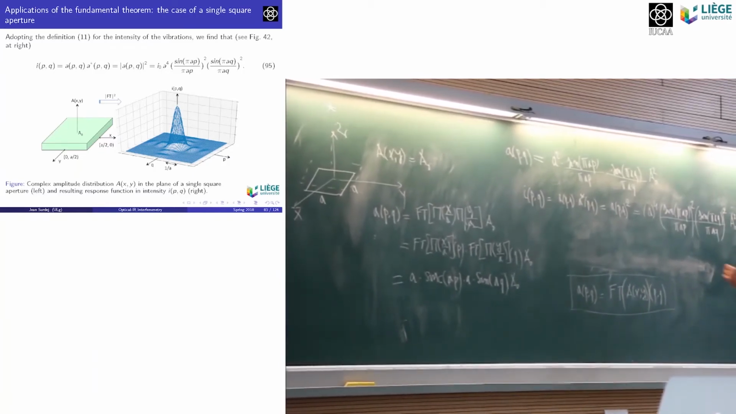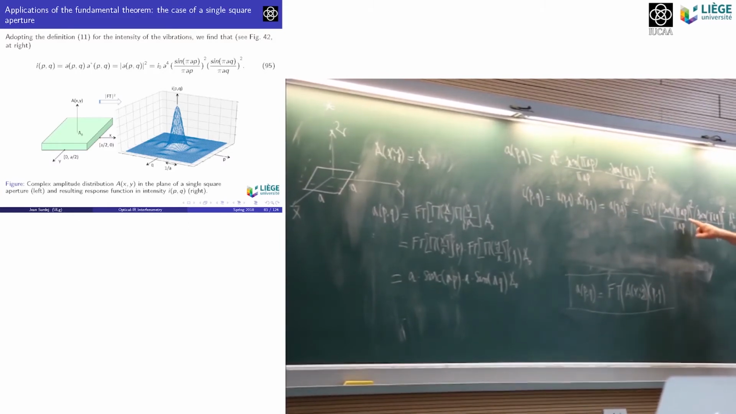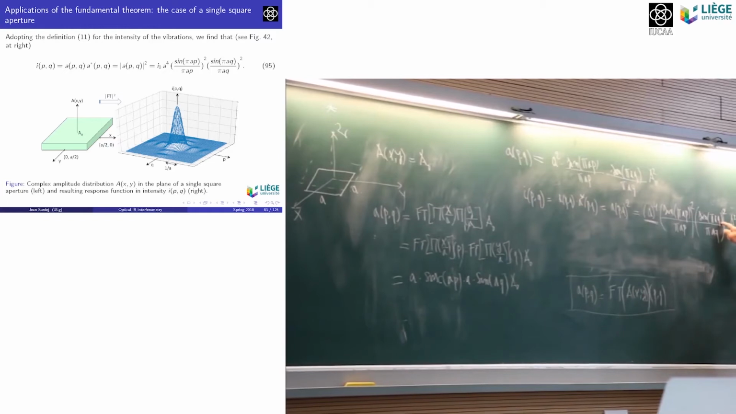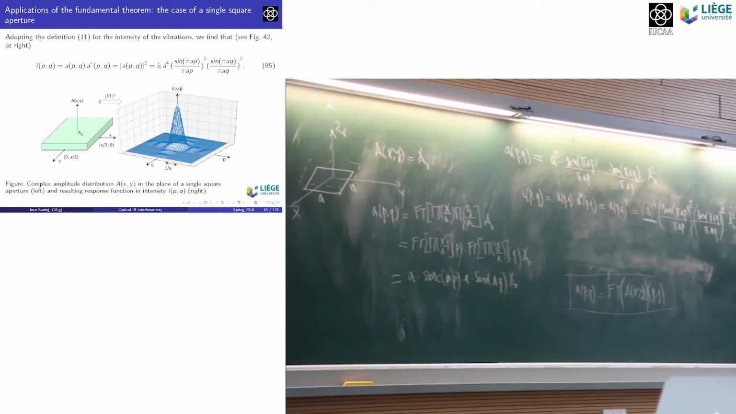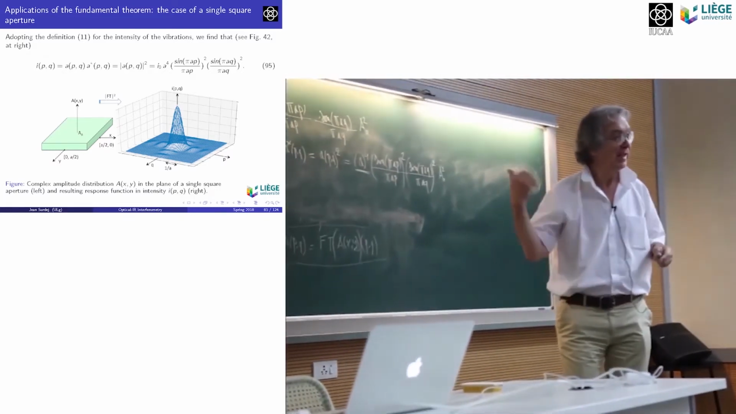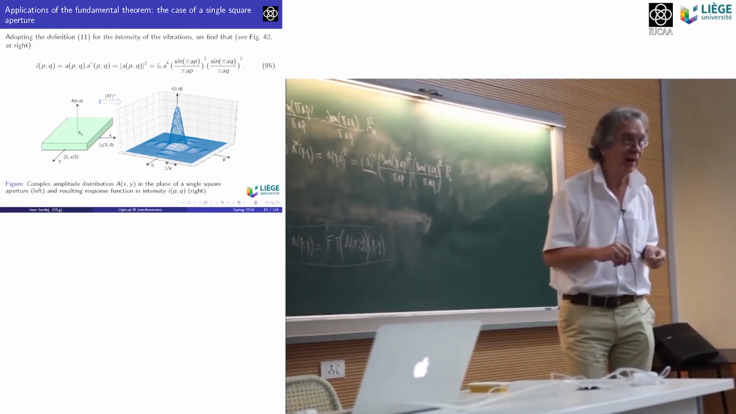Now, this is very interesting to see that the maximum intensity is obtained for P equals 0, Q equals 0, because sine x over x, the module is equal to 1. So the maximum amplitude is a to the 4. Now, well, it seems surprising because the surface of the pupil is a squared, and here we see a dependence of a to the power 4. Does anyone know why?